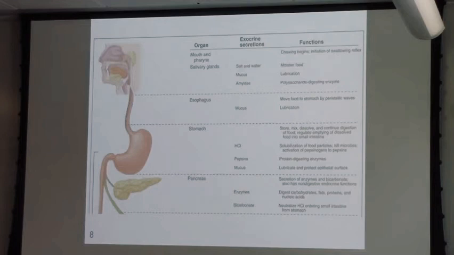It also secretes bicarbonate into the small intestine to neutralize the acid that is coming from the stomach. So the stomach creates a super acidic environment, which is good for what the stomach has to do, but the intestines need a neutral environment to do what they need to do, and the pancreas neutralizes the acid with bicarbonate.